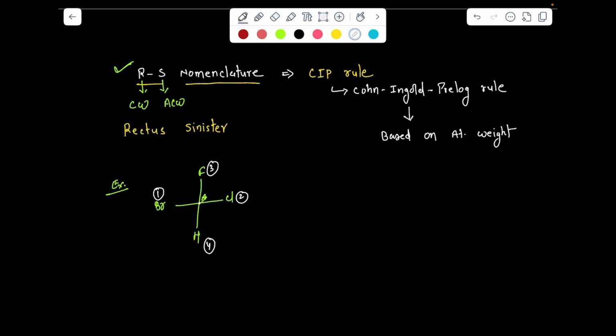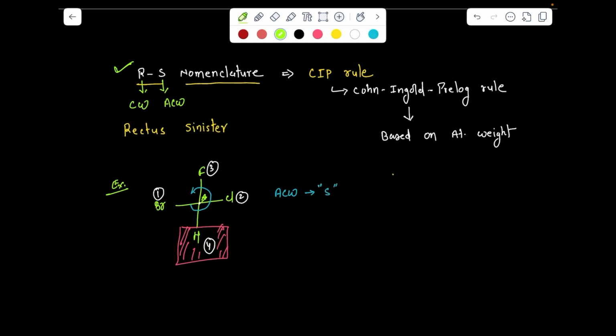Now the rule says that if the least priority group, the number 4, is present on the vertical line, then you can start moving from 1 to 2, 2 to 3 in this way, and this is happening in an anticlockwise pattern. Anticlockwise pattern means the configuration becomes S. Consider it a levorotatory.